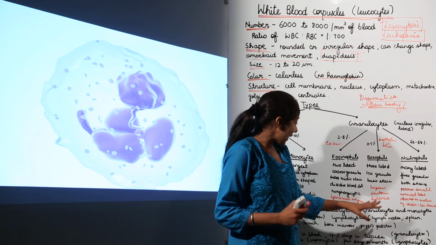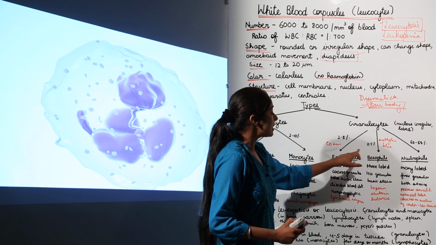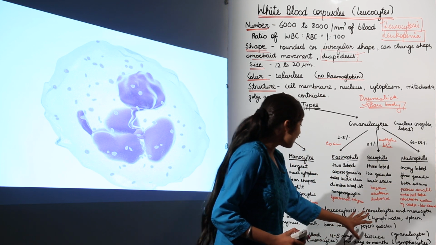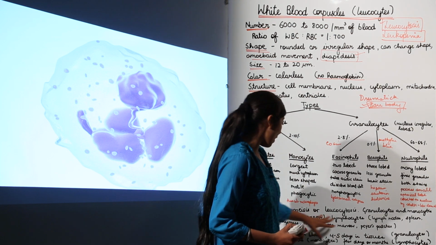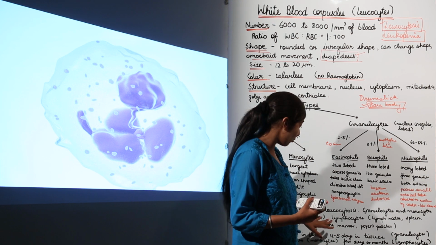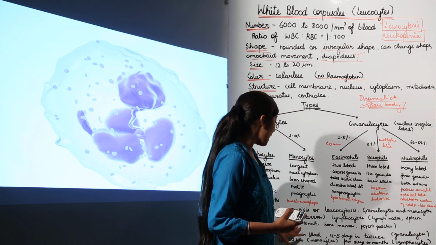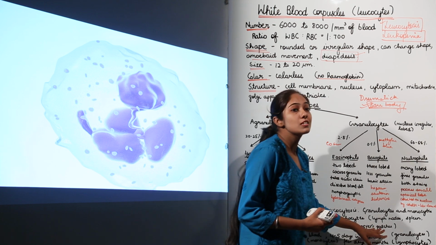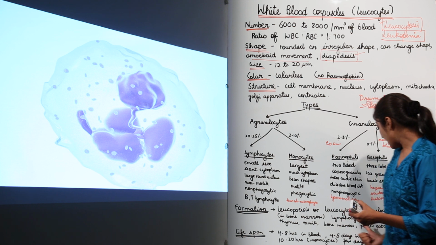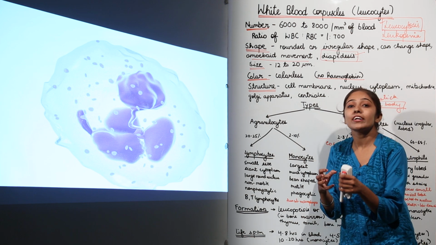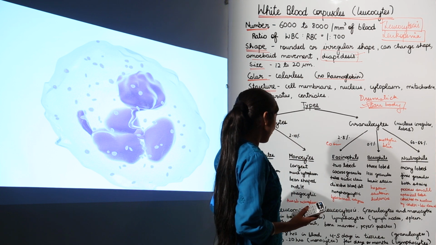Now where are these leukocytes formed? The formation of the leukocytes is termed leukopoiesis. Granulocytes and monocytes, that is, from granulocytes eosinophils, basophils, neutrophils, and from agranulocytes monocytes, are formed in the bone marrow. While lymphocytes are formed in the lymph nodes, spleen, thymus, tonsil, bone marrow and Peyer's patches. These Peyer's patches are actually clusters of lymphoid tissue in the small intestine. So here the lymphocytes are formed.